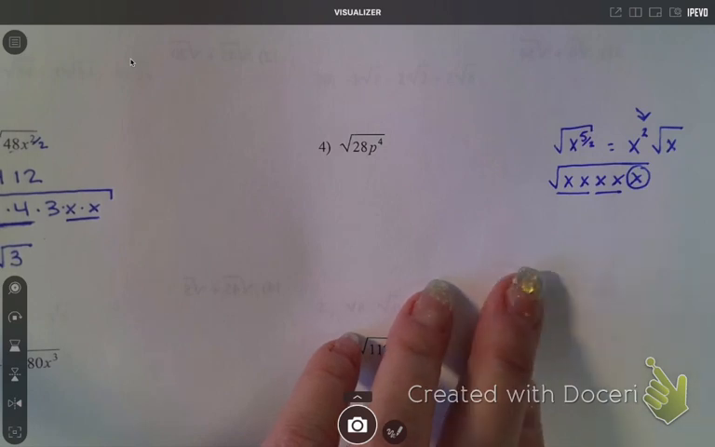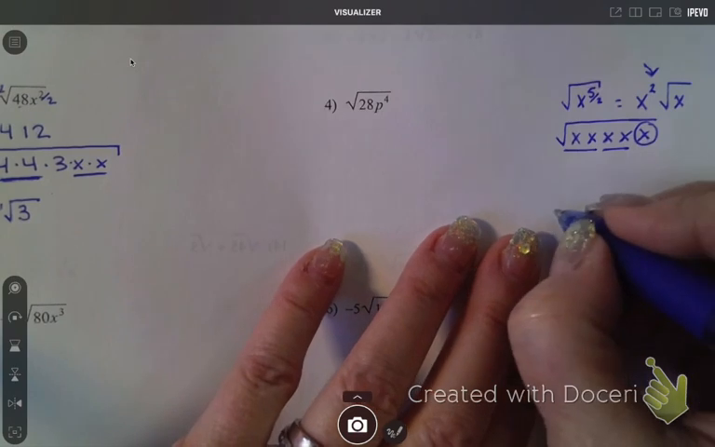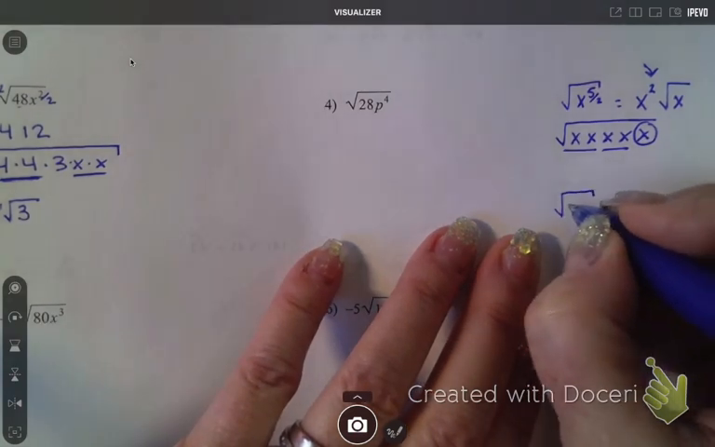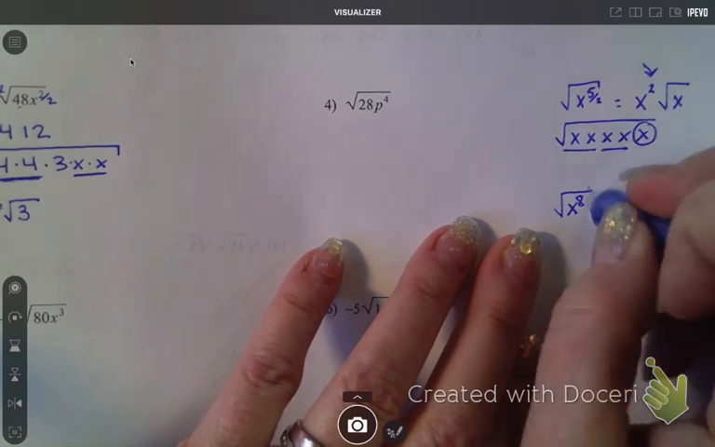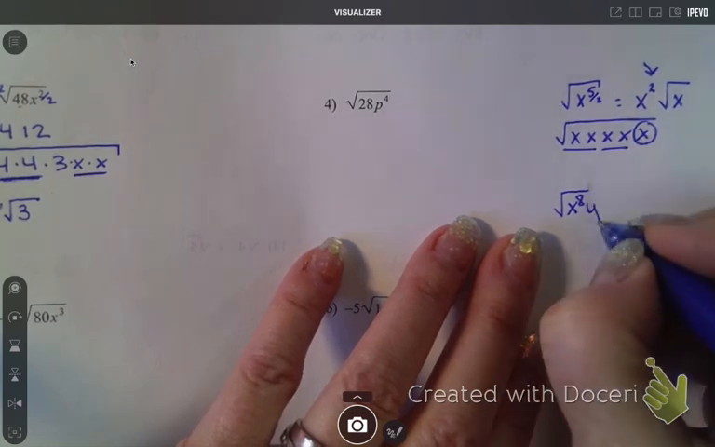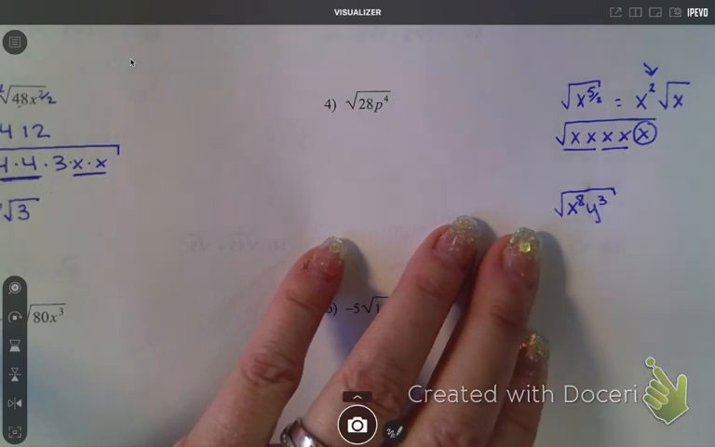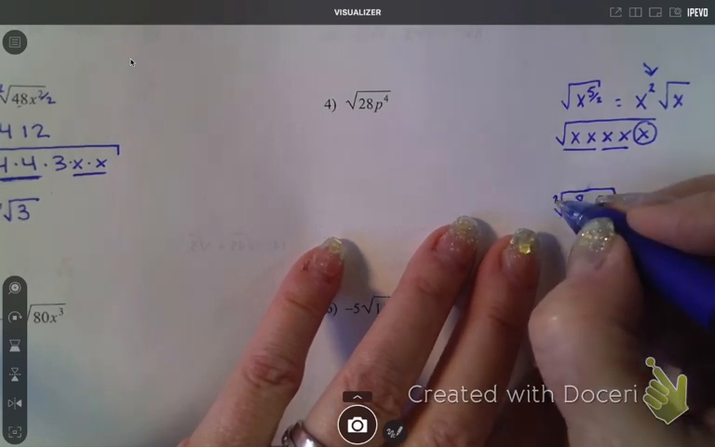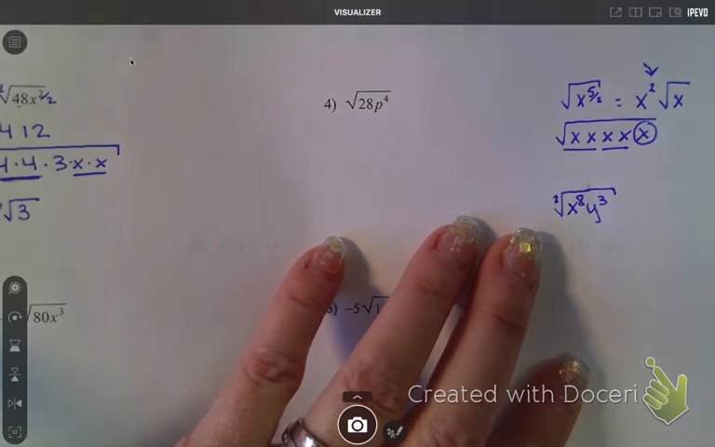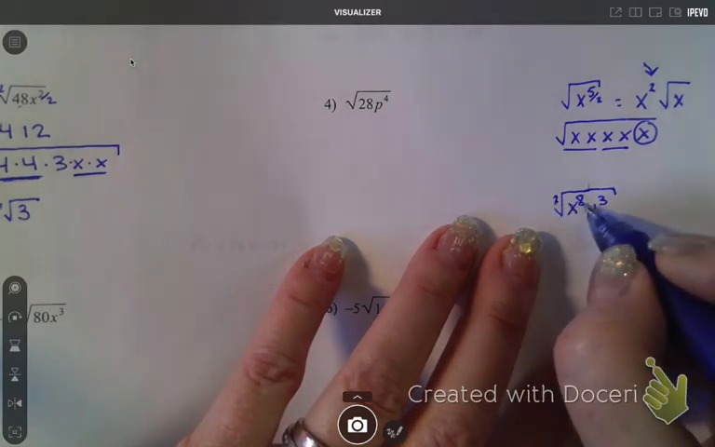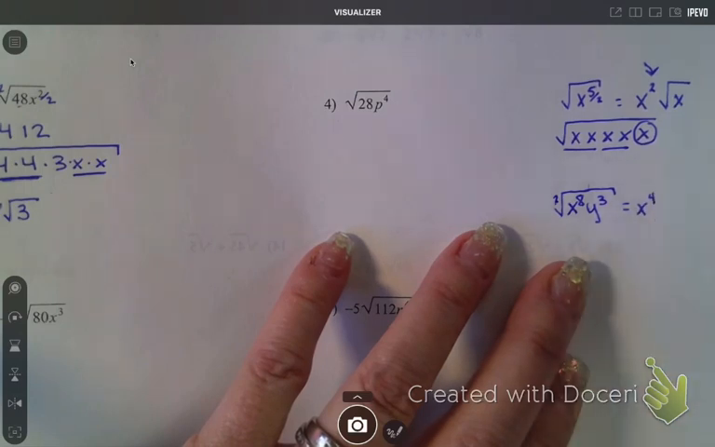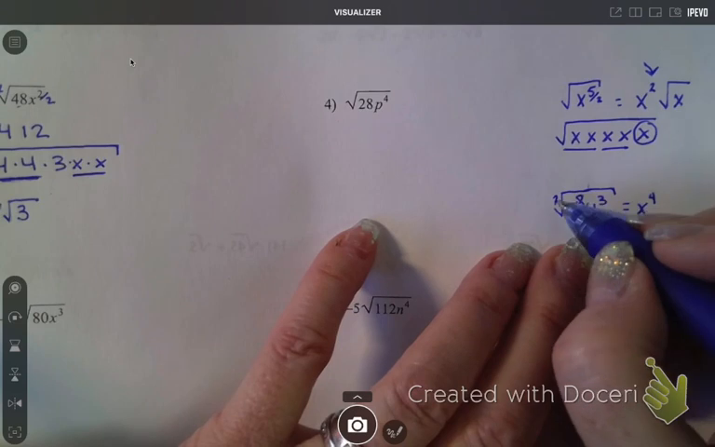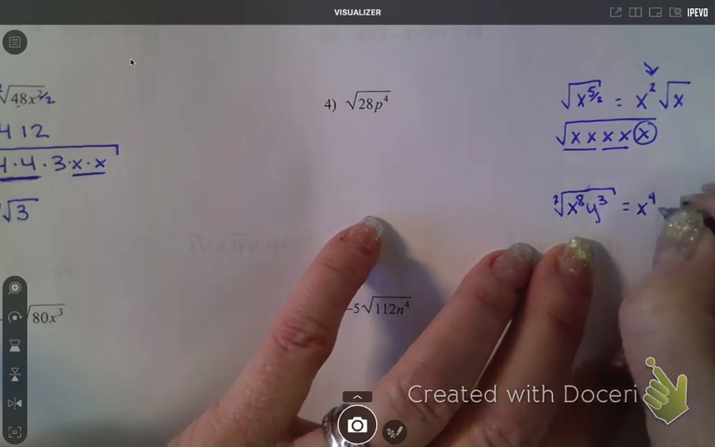Do you want to do another one? Okay. The square root of x to the 8th y cubed. So we're going to divide by what? 2, because it's a square root, right? How many times does 2 go into 8? 4. So I can bring it all out. There's no leftover, is there? Now the y. How many times does 2 go into 3? Once, and there's what left over? 1.